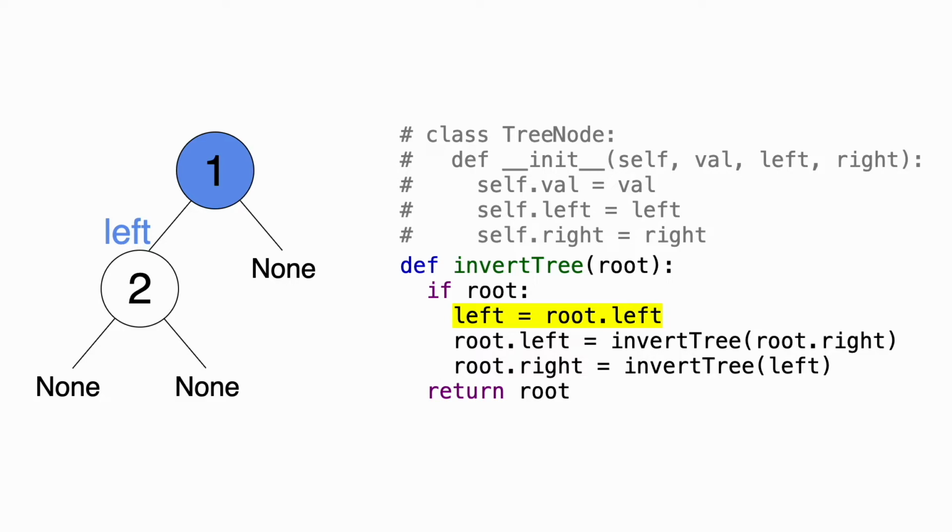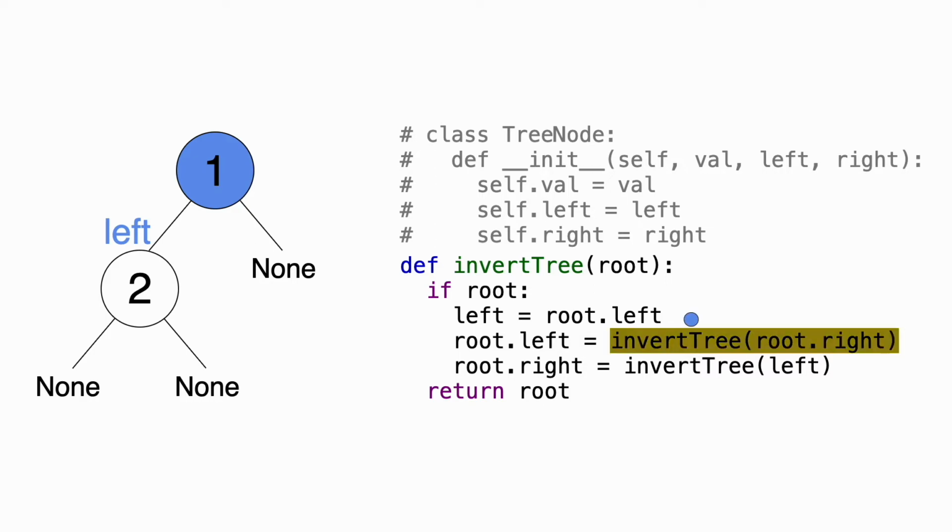So now it's time for the actual recursion. We'll recursively invert the right subtree and assign that subtree to root.left so that it becomes the left subtree. Then we'll do the same thing with the other side and recursively invert the left subtree and assign the result to root.right. So let's start by inverting the right subtree by recursively calling invertTree again and passing in root.right.